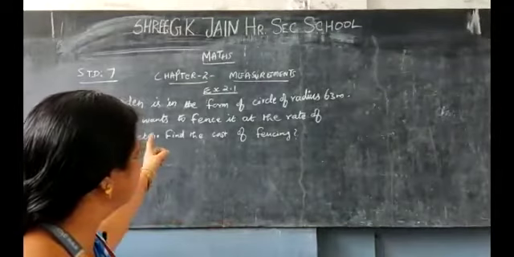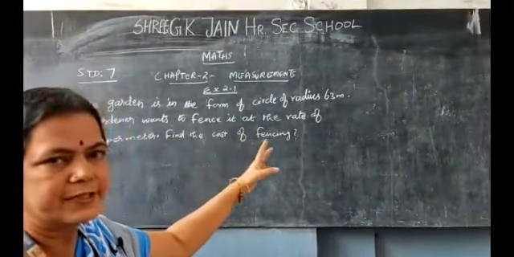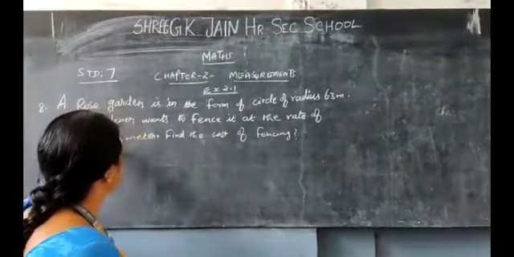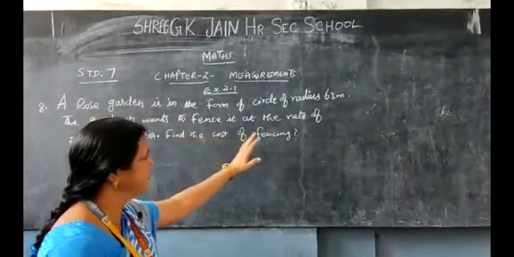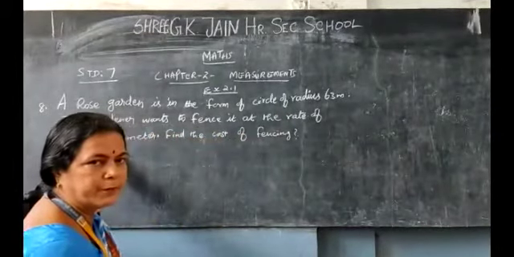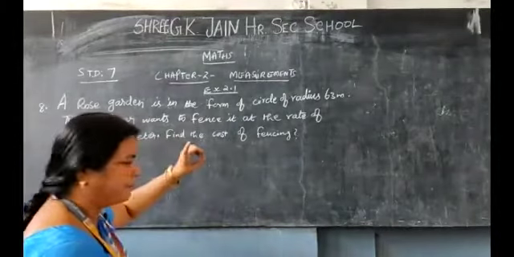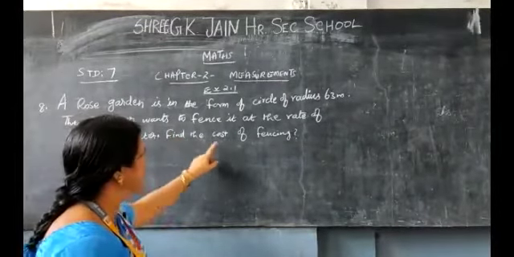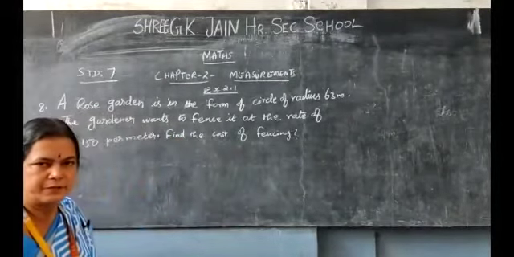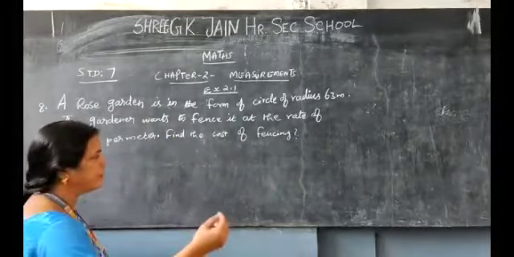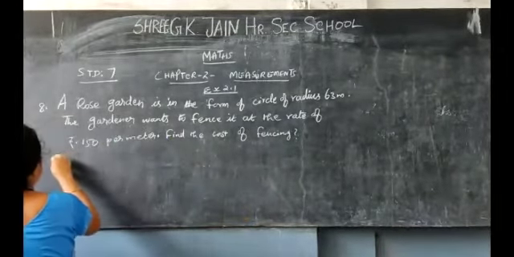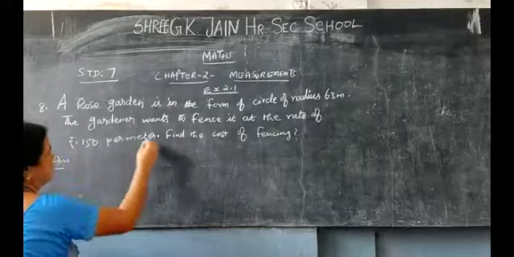A rose garden is in the form of a circle of radius 63 meter. The gardener wants to fence it at the rate of 150 rupees per meter. Find the cost of fencing. Okay, shall we do the sum now? We are going to find out the cost of fencing. For this answer, what is given here?